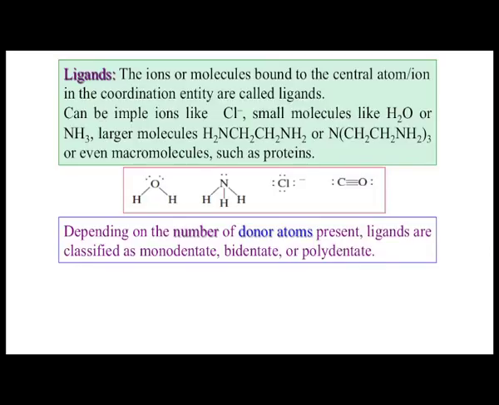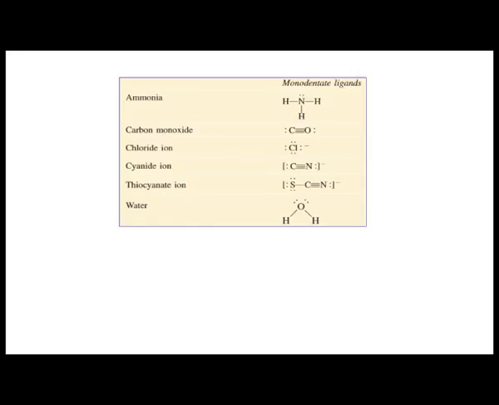So, how many donor atoms can we have? This ethylene diamine has 2 donor atoms, one NH2 and the other NH2. So, the ligand can be bidentate. Similarly, if we go beyond 2, we get tridentate, tetradentate and polydentate behavior. So, these are some good examples of those ligands.